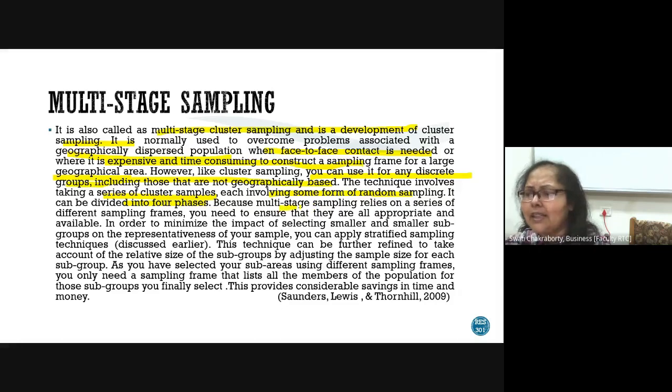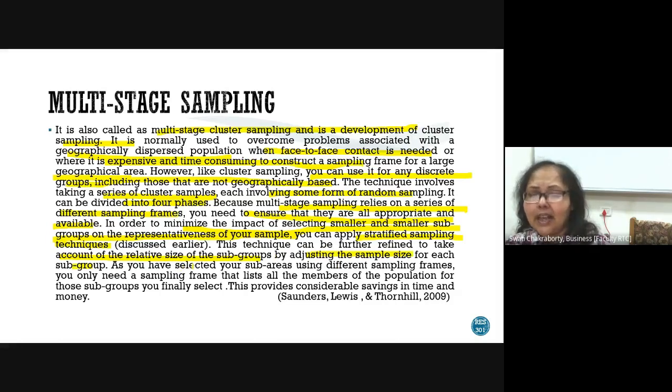Because multi-stage sampling relies on a series of different sampling frames, you have to ensure that they're all appropriate and available. That should be there, right? And in order to minimize the impact of selecting smaller and smaller subgroups on the representativeness of your sample, you can actually apply stratified sampling techniques here. In multi-stage, at each stage you use stratified sampling. This technique can be further refined to take account of the relative size of the subgroups by adjusting the sample size for each subgroup.